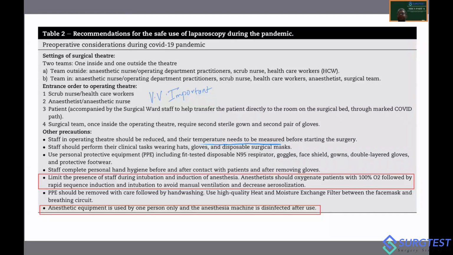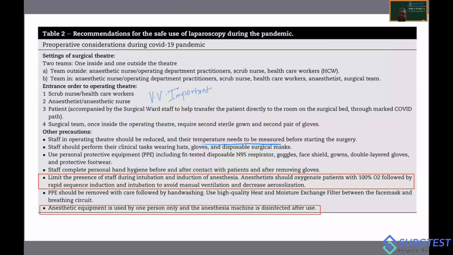When intubation and induction are happening, limit the number of staff. 100% oxygenation followed by rapid sequence induction and intubation. Avoid unnecessary manual ventilation because that increases aerosolization. PPE should be removed with care, followed by hand washing. Use a high quality heat and moisture exchange filter between the face mask and the breathing circuit. This is more relevant for the anesthetist.